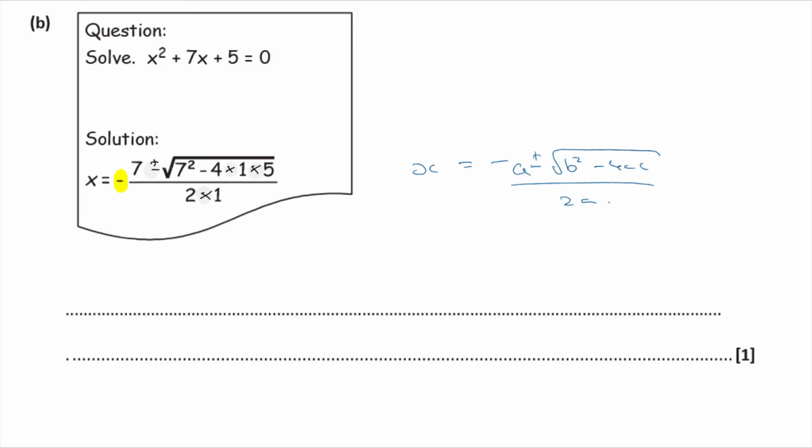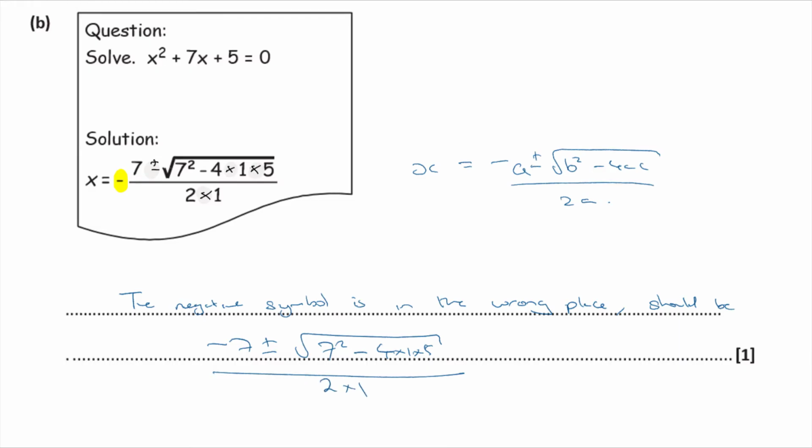So I'm going to say that the negative symbol is in the wrong place. Should be, again, it's probably easy just to write down what it should be. Minus 7 plus or minus the root of 7 squared minus 4 times 1 times 5 all over 2 times 1. Okay, so that minus sign needs to be part of the numerator, not the whole fraction.